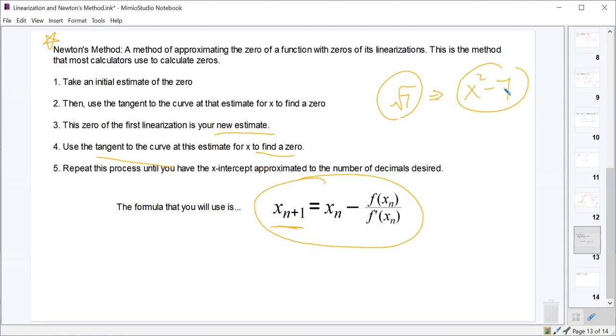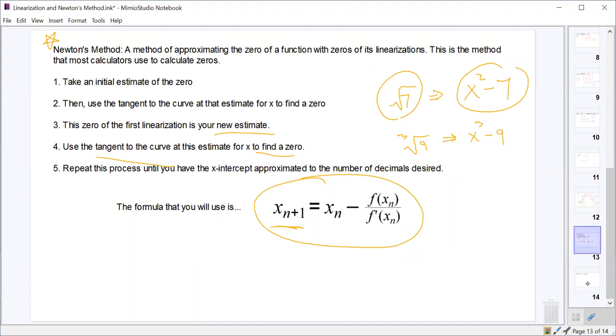Good or no? Good. So for example, on your homework on this, I'm going to ask you to find the cube root of 8. No, that's an easy one. The cube root of 9. Well, you'd use a function like x cubed minus 9, and you would just find the x-intercept of x cubed minus 9. Does that make sense?